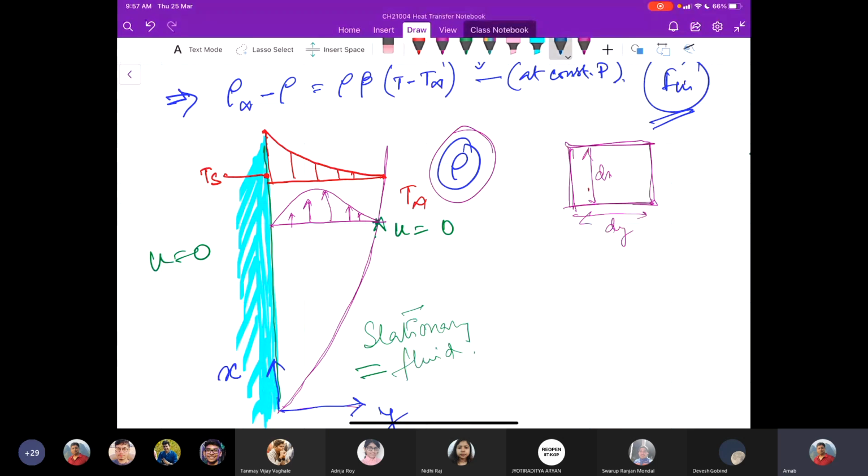The forces that act: we have the shear stress tau, tau plus del tau by del y times dy. Here we have the pressure, and this is the pressure plus del p by del x times dx.